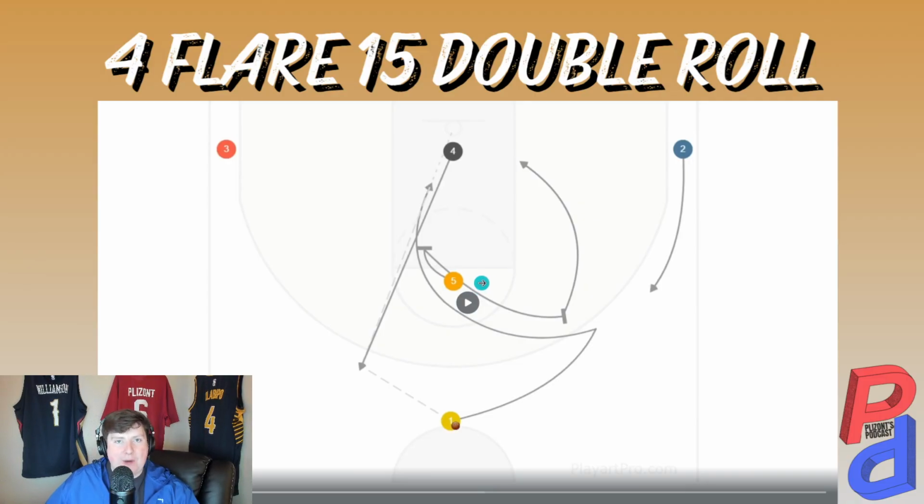So to break this down, we're going to start here with our point guard at the top of the key with the basketball. The center is sitting at the free throw line. The power forward starts right under the basket. The 2 and the 3 are on the wings here. First, we have the center setting a down screen for the 4 to flare up to the top. Once he starts that motion upwards, the point guard is going to pass him the basketball and drift right.